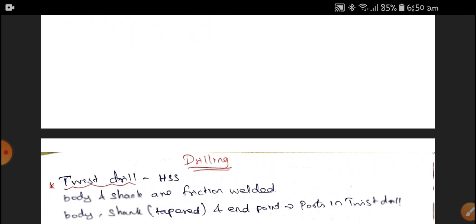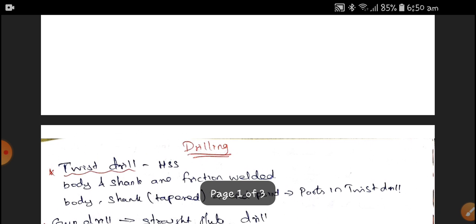First, we are going to discuss drill tools, the drill bits. First, it is a twist drill. Mostly the drill bits are made of high speed steel, HSS, and the body and shank of the drill bit are welded by means of friction welding. Body and shank are tapered; both have tapered ends at the end point of the part in a twist drill.